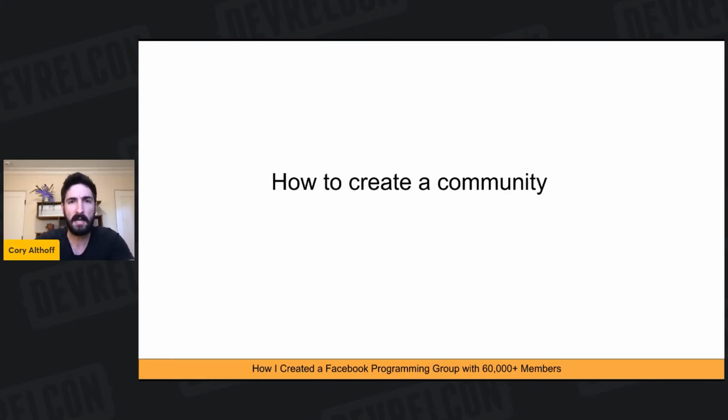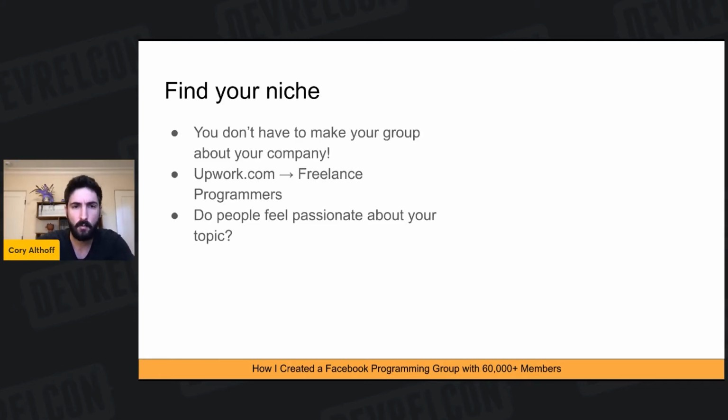So, how can you create a thriving community of developers? The first thing you want to do if you want to create your own Facebook group is to find your niche. You don't have to make your group about your company. For example, if you were in charge of Upwork.com, a popular freelance platform, I wouldn't advise you to just make the Upwork.com Facebook group. Instead, I would say you should make a group about freelance programmers, because people feel passionate about that topic. They could talk about how many hours they work per week, what they charge, how they get new clients, stuff like that. So you have to make sure people feel passionate about the topic you select.